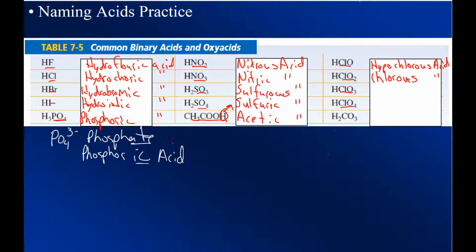Next one, that's the chlorate ion, so that's going to be chloric acid. And then the one after that is going to be perchloric acid. The last one, CO3, is carbonate, so that's going to be carbonic acid. Okay, so that will conclude naming various types of acids.